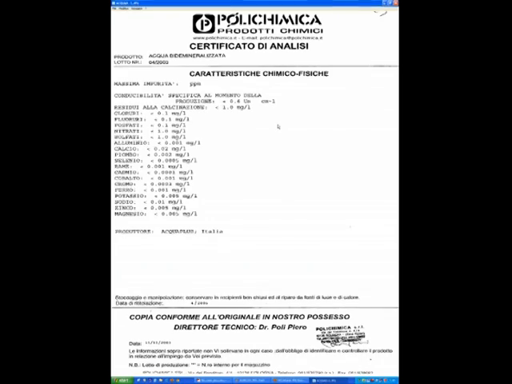Now I'll show the certificate of analysis of the demineralized water I used. As you can see, the unit measure of the residual material analyzed is expressed in milligrams per liter. 1 milligram per liter corresponds to 1 part per million. ppm stands for parts per million. So the two measures are equivalent. 1 milligram per liter is the same as 1 part per million.